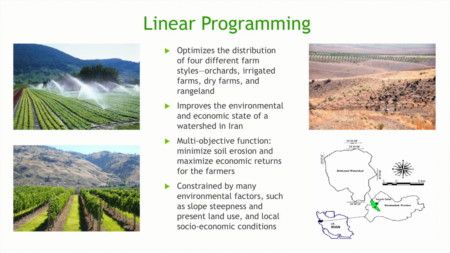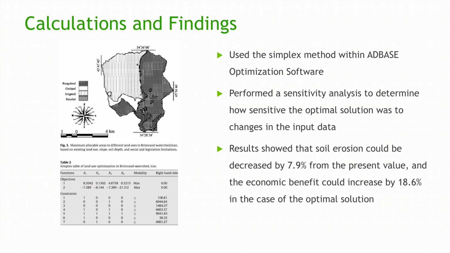They were constrained by many environmental factors such as slope steepness and present land use, as well as local social-economic conditions. To solve the linear programming model, the researchers used the simplex method within a software optimization tool. They also performed a sensitivity analysis to determine how sensitive the optimal solution was to changes in the input data.